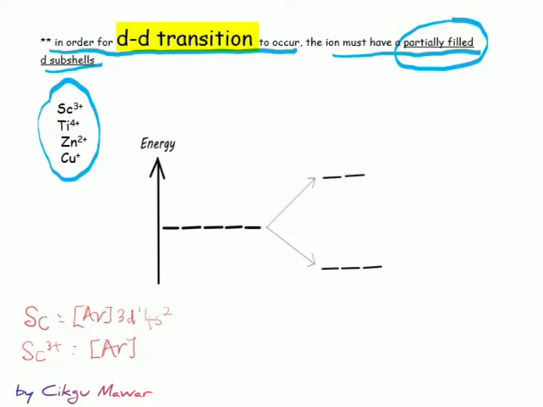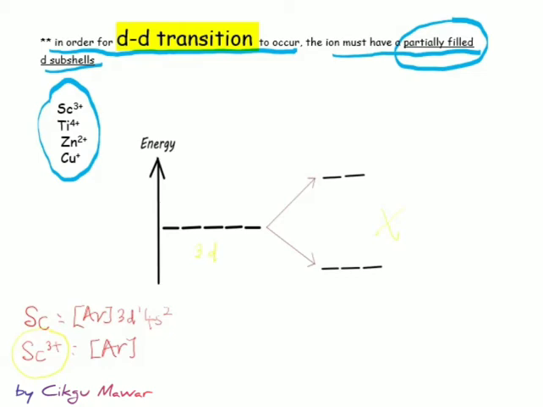That's why scandium 3 plus is not called a transition element, because it does not form colored compounds. Since it has no electron at all in the 3d orbital, no d-d transition can occur. So scandium 3 plus is only white in color.